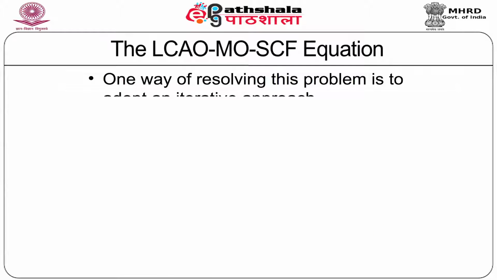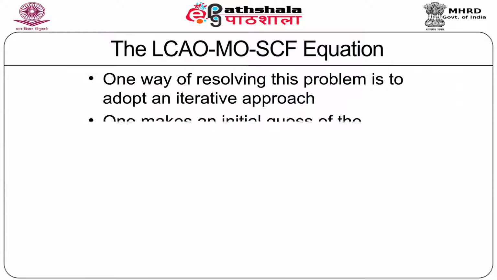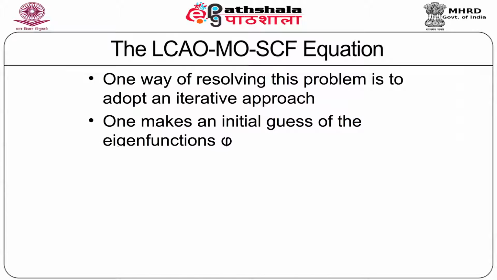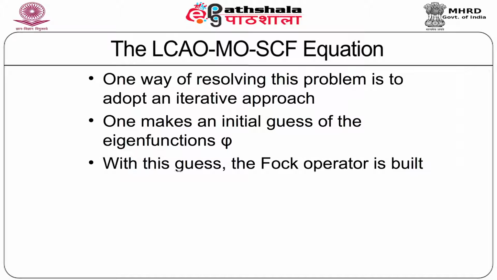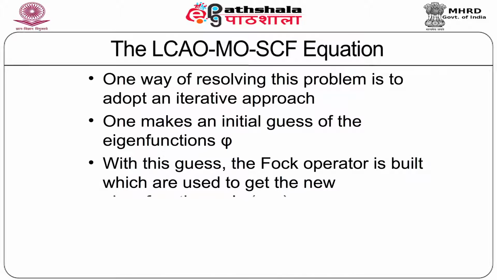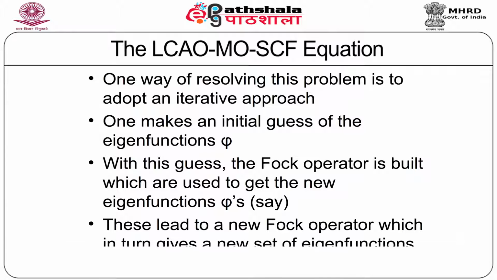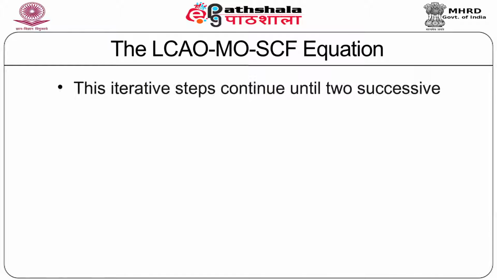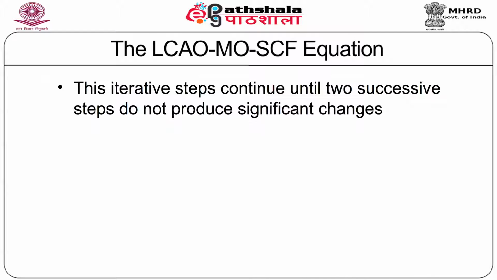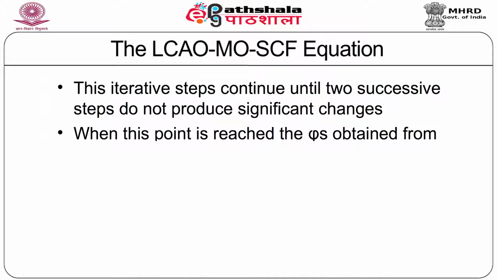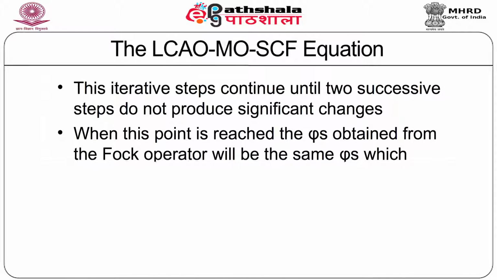One way of resolving this problem is to adopt an iterative approach. One makes an initial guess of the eigenfunctions phi. With this guess, the Fock operator is built, which is used to get the new eigenfunctions phi prime, say. These lead to a new Fock operator, which in turn gives a new set of eigenfunctions phi double prime. These iterative steps continue until two successive steps do not produce significant changes.